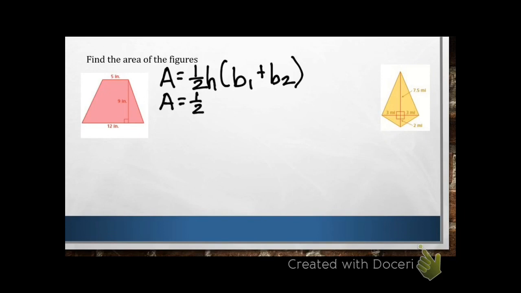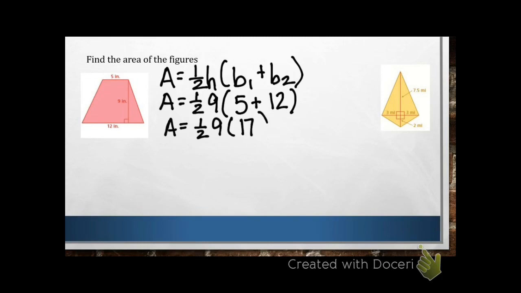My height in this is 9. My top base or base 1 is 5, plus my bottom base is 12. So again, we're going to follow order of operations, and we're going to say 1/2 of 9 times 5 plus 12 is 17.